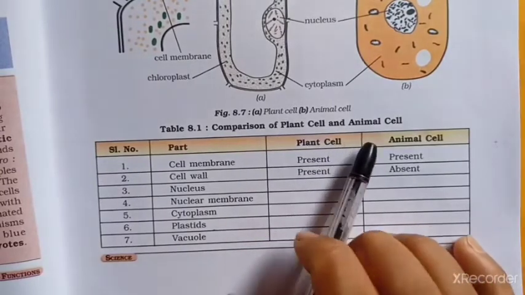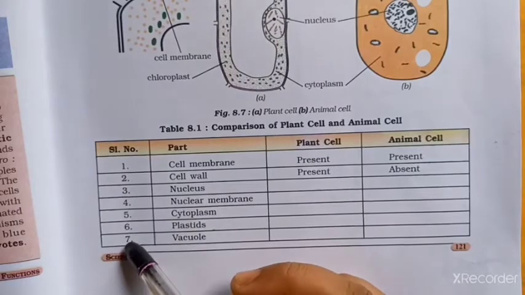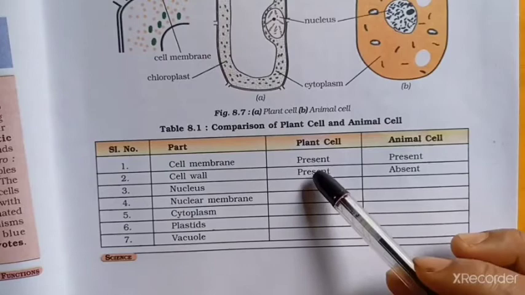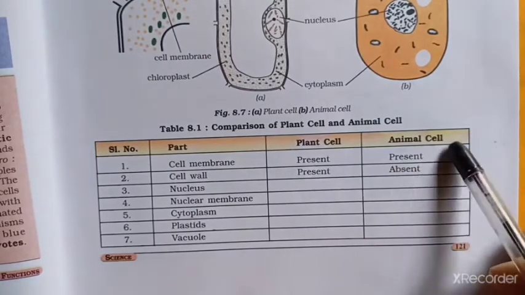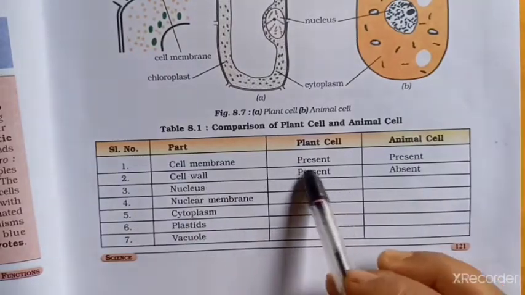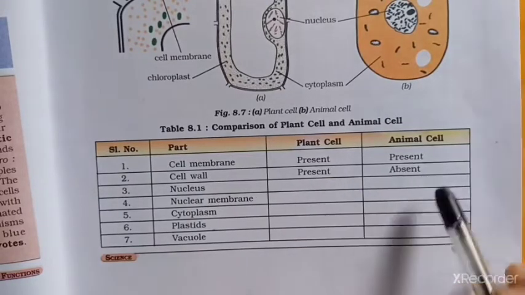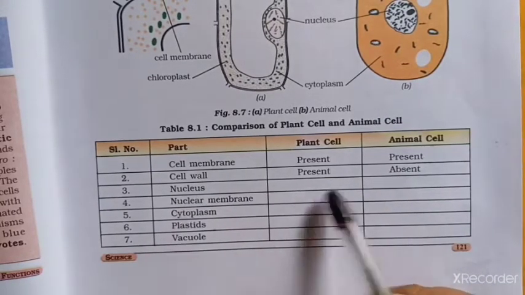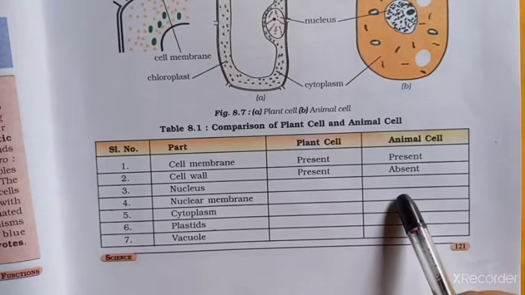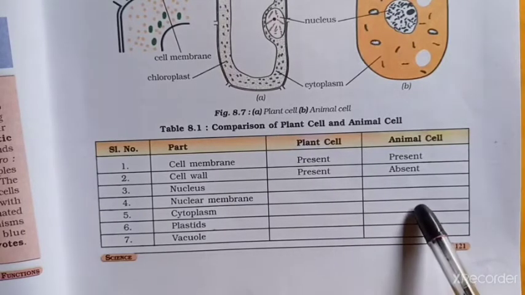Comparison of plant cell and animal cell. Points number 1 to 7 are given, starting with the cell membrane. The cell membrane is present in the plant cell, and in the animal cell the cell membrane is also present. Cell membrane is present in both. Cell wall is present in the plant cell and absent in the animal cell. Nucleus is present in both plant cell and animal cell. Nuclear membrane is present in both. Cytoplasm is present in both plant cell and animal cell.